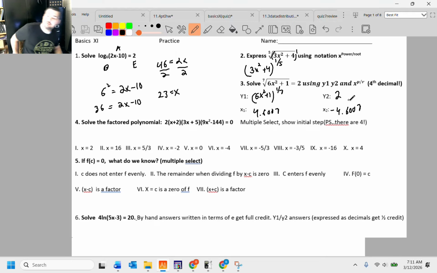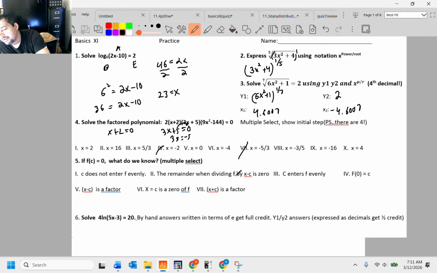4, solve the factored polynomial. It's just using the zero product property, so x plus 2 is a 0, which means that x is negative 2. 3x plus 5 is a 0. Think about your 2 moves. 3x is negative 5, and then divide by 3. So negative 5/3.